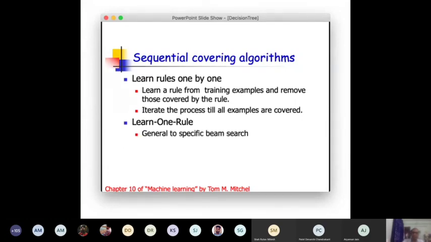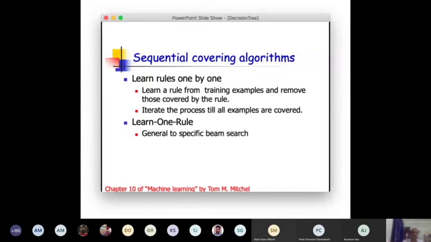So learn one rule is the basic, I should say, the heart of this algorithm. If you can learn one rule from your training examples, then the rest of the part, that means finding out which instances in that example set are covered and then removing them, and then again applying the same thing, becomes trivial.